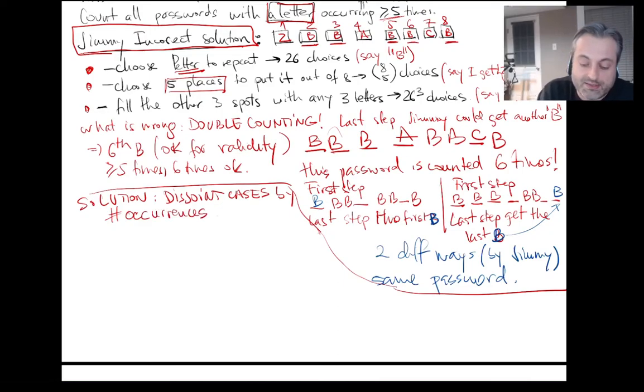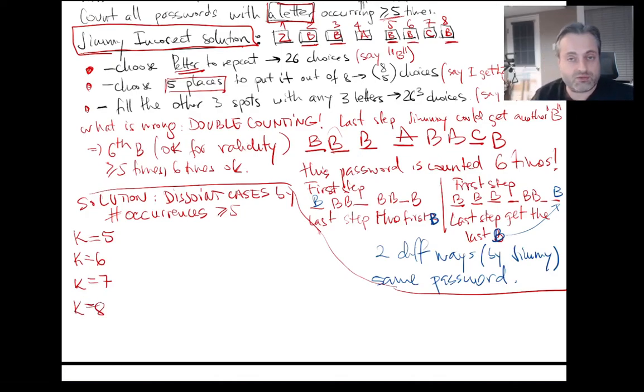So let's say the number has to be at least 5. So I have k equal 5, k equal 6, k equal 7, and k equal 8. So I'm distinguishing those cases: exactly 5, exactly 6, exactly 7, exactly 8, to not get into this kind of problem. So now in here I repeat Jimmy's strategy for each one of those.